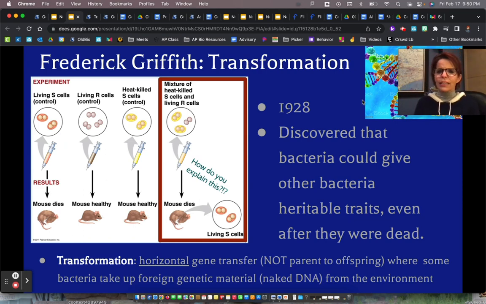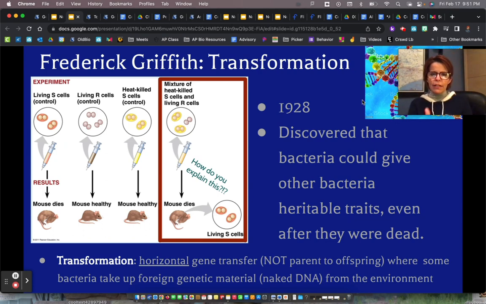What they discovered, took some time, was that the dead bacteria were releasing their DNA into the environment, and the living, harmless bacteria were able to suck up the DNA, and whatever DNA they got inside of them, they developed those characteristics. So when the harmless R bacteria sucked up the pathogenic DNA of the S bacteria, they became pathogenic to the mouse.